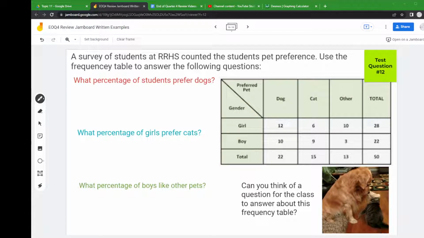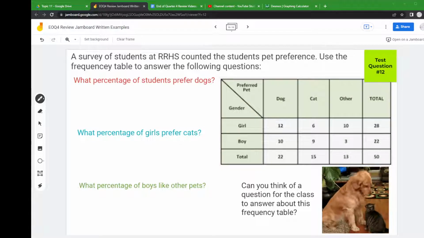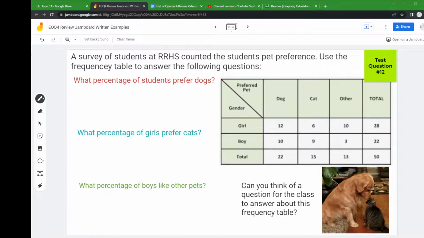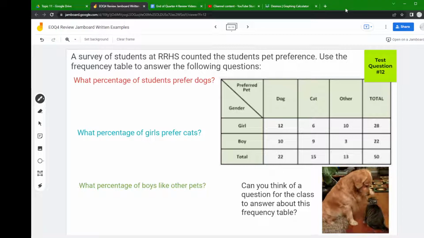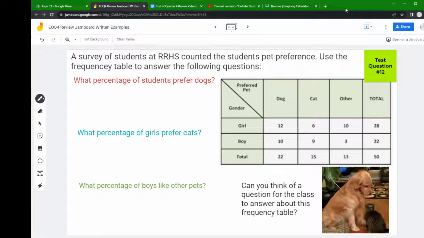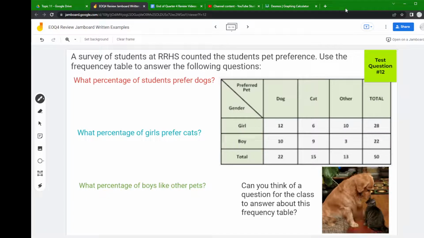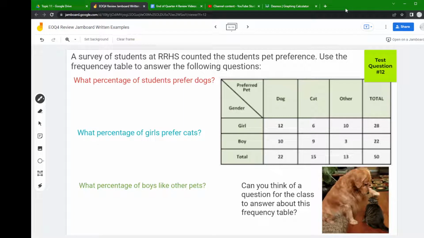This last example is looking at a two-way frequency table and determining some of the answers here. Two-way frequency tables are pretty important for you to know how to read, but it's really easy to get kind of mixed up a little bit. So a survey of students at Rio Rancho High School counted the students' pet preference, so whether you want a cat, a dog, or an other type of pet, like a ferret. Using the frequency table, answer the following questions.